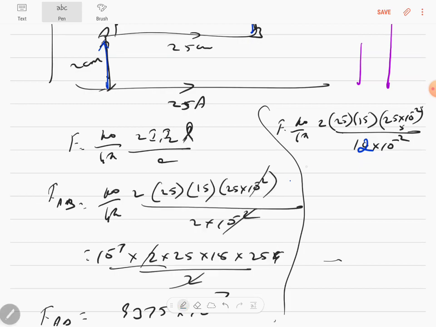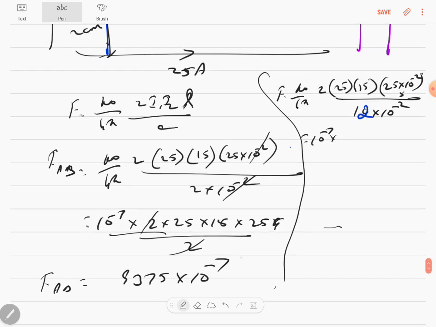You know it's mu naught, it's 10 to the power minus 7. And this as usual is the same value, right? Only the denominator is going to change. It's 2 into 10 to the power minus 2. This and this get cancelled. Here 12. So 25, 25.